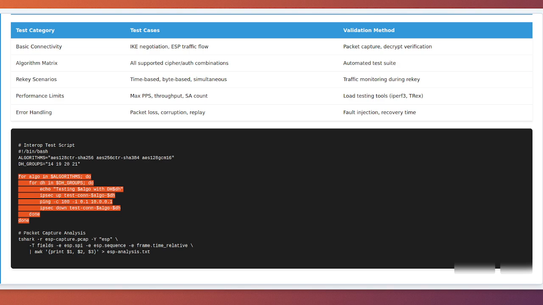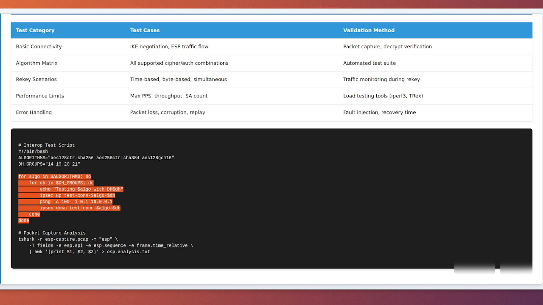Error handling and recovery testing is crucial for production reliability. Test scenarios like packet loss during IKE negotiation, corrupted ESP packets, sequence number jumps, and replay attacks. Verify that both endpoints properly log errors and recover gracefully. Some implementations may blacklist peers after certain errors, requiring manual intervention to restore connectivity. Test failover scenarios if using redundant gateways, ensuring that SAs can be re-established quickly after failures.